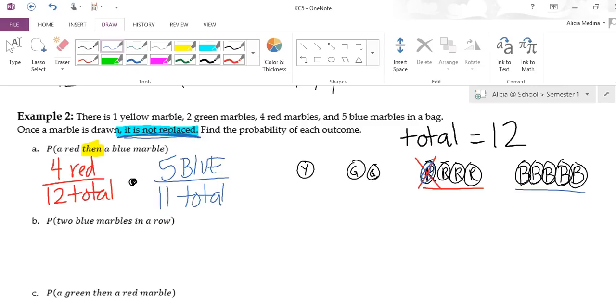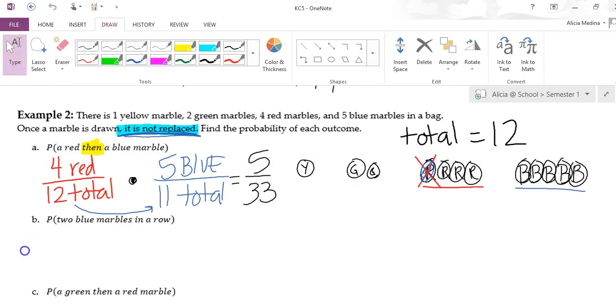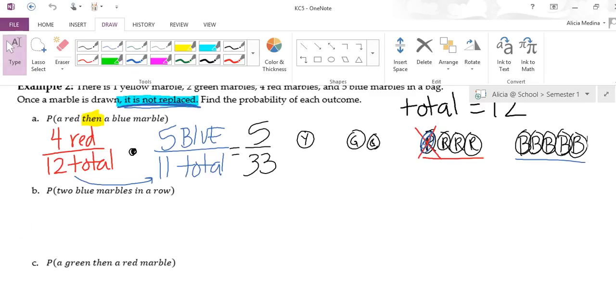I take one out and then I remove it. It's not included in the second time I pick. So that's why this is 1 less right here, because I took that first marble out. Okay, so that's the biggest difference when you're dealing with dependent events. When I multiply this, I get 5 over 33. I'm not going to draw out those marbles again. Hopefully that was enough for you guys to understand why that number went down by 1. All right, looking at the next one.